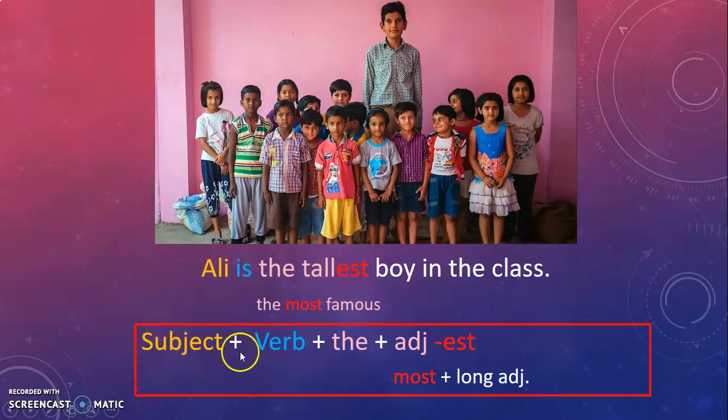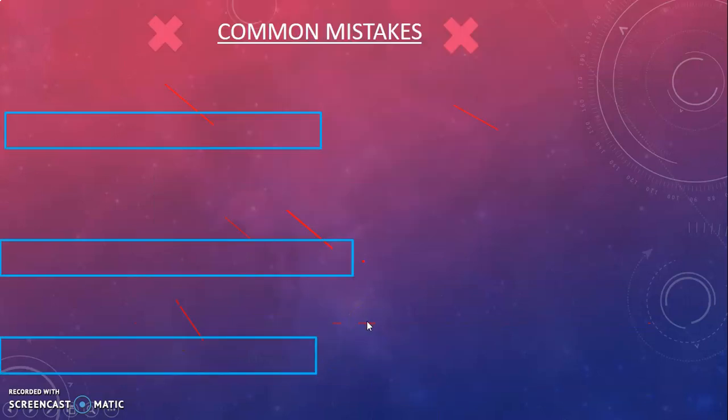So how do we make a sentence using a superlative adjective? We need a subject, a verb, we need the word the, and we need the adjective with est. So Ali is my subject, is the verb, the, we have the, tall is the adjective, then you have est. Or you can have also the, like here, then you have most, and then you have famous. Famous is a long adjective.